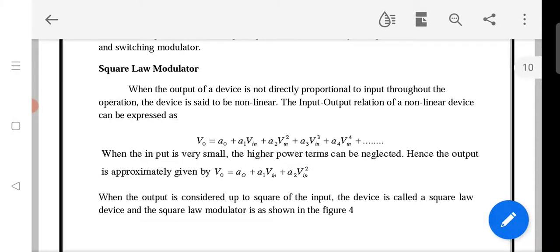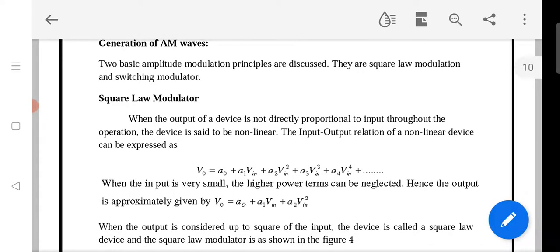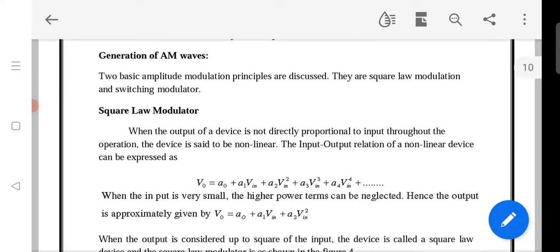Now we discussed the generation of AM waves. We already discussed amplitude modulation and modulation index, and the standard equation of amplitude modulation. Here, how to generate amplitude modulation? There are two basic techniques.